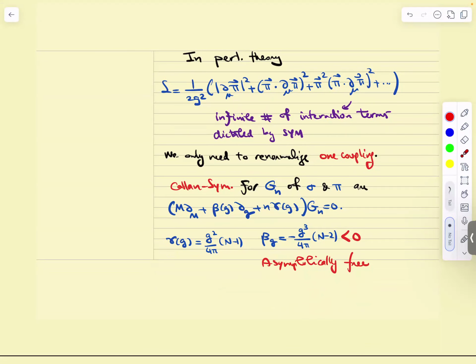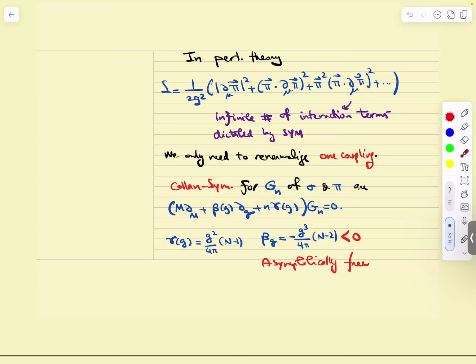What we did quickly last time was to look at the Callan-Symanzik equation for G and the endpoint functions, actually the 2-point function, the 1-point function of sigma, and the 2-point function of pi. Here's the Callan-Symanzik equation, and we found the beta function and the gamma, which is the field renormalization. Importantly, what we found was that for n larger than 2, this theory is asymptotically free.